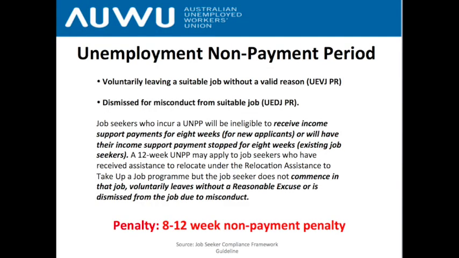The next penalty we're going to talk about is the last group of penalties, and it's called the unemployment non-payment period. And this is the most serious of all penalties because it involves a 12-week non-payment period. There are two different types of penalties that are involved in the unemployment non-payment period. Both of them revolve around, once again, the definition of suitable work. The first applies to unemployed workers who voluntarily leave a suitable job without a valid reason, and secondly, unemployed workers who are dismissed for misconduct from a suitable job.